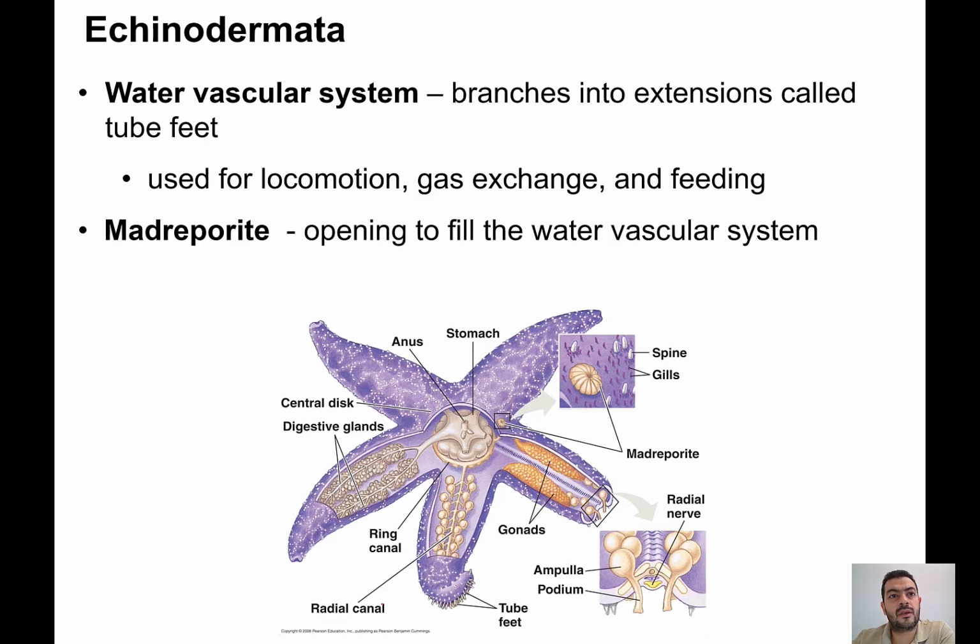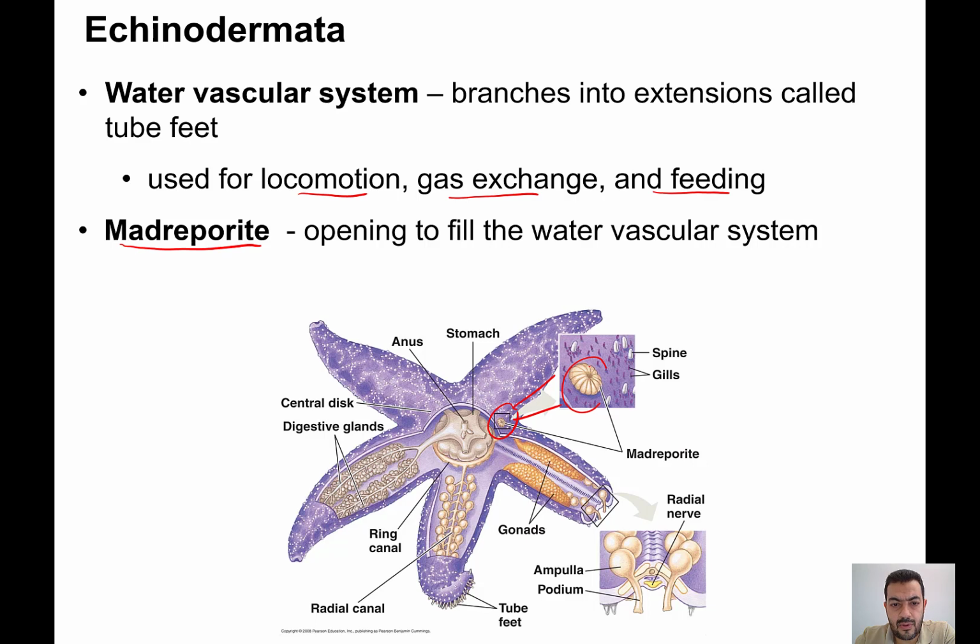One important characteristic about the Echinodermata is the presence of the water vascular system. This is a very important characteristic that allows the organism to do many functions. It allows the organism locomotion, gas exchange, and feeding. As you can see, this starts with the madreporite. This is an opening, and if we zoom in, we will see this central opening that allows the seawater to fill the water vascular system.